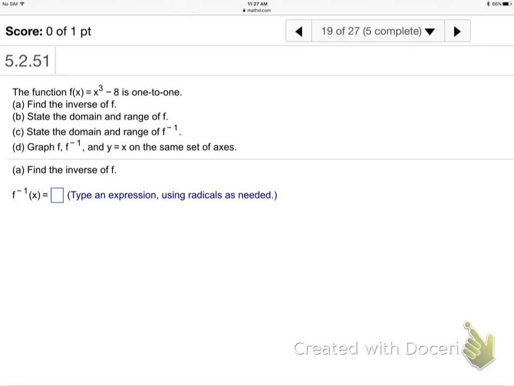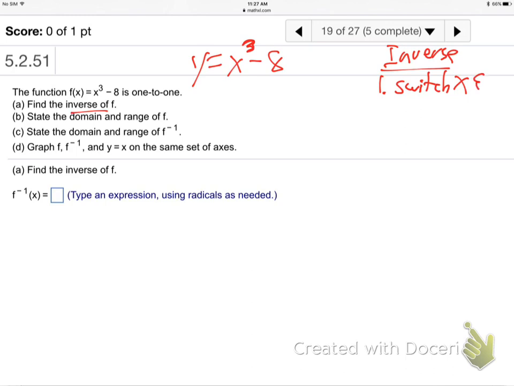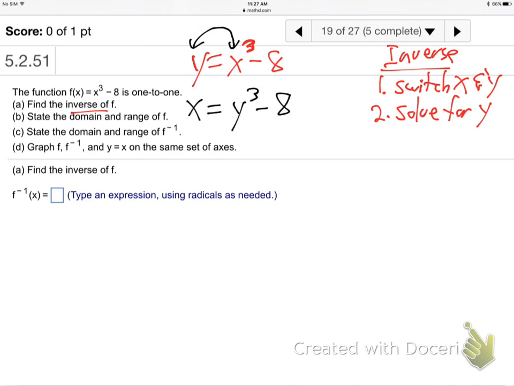So number 19. All right. So they give me a function x cubed minus 8. X cubed minus 8. And they want me to find the inverse function. So how do I find the inverse? Remember the steps for the inverse. 1, switch or invert x and y. Step 2, solve for y. So switch x and y, solve for y. So let's do that. So I'll trade roles here.